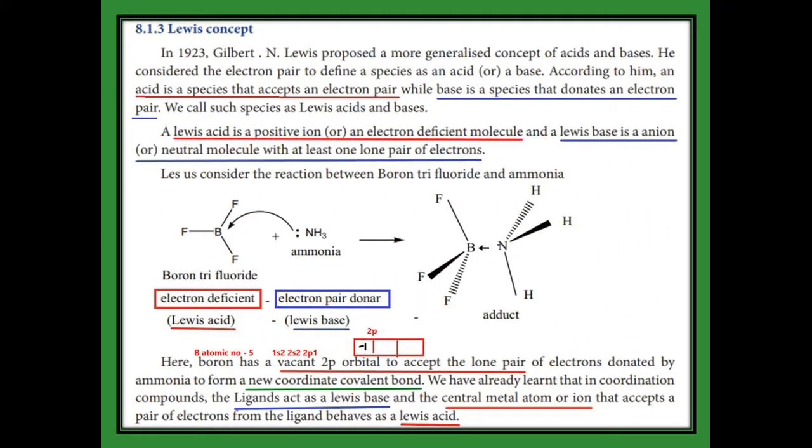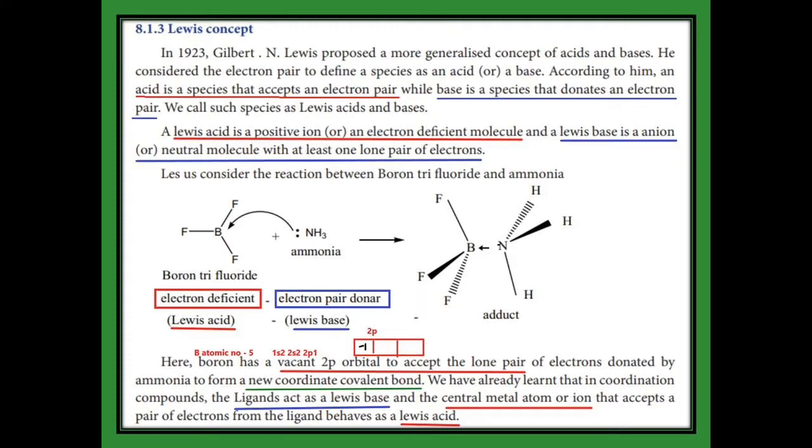Lewis concept. Based on his concept, what is an acid? It accepts an electron pair. Which one accepts the electron pair? Electron means negative character, so negative is accepted by a positive. So a Lewis acid may be considered a positive ion sometimes, or sometimes an electron deficient molecule that also attracts electrons. So an acid may be a positive ion or an electron deficient molecule.